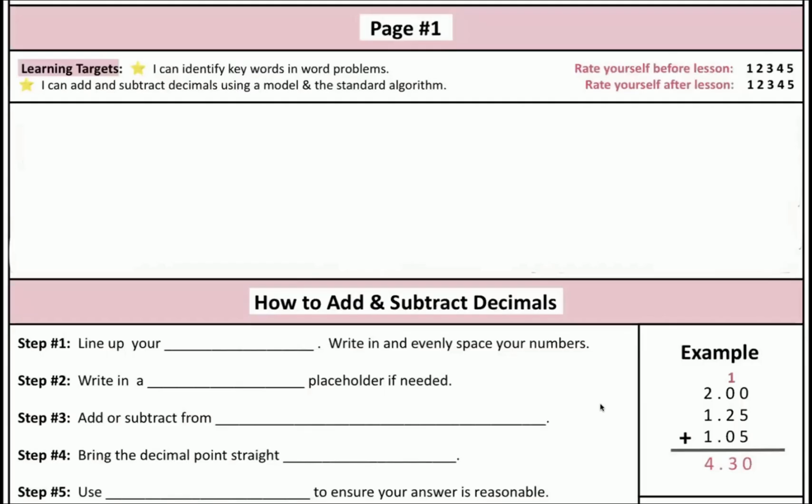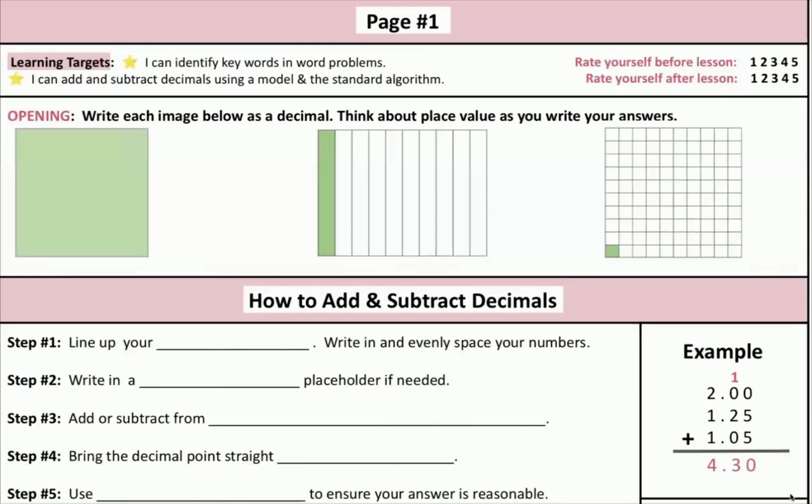Let's get started. Our learning targets today are I can identify keywords in word problems, and I can add and subtract decimals using a model and the standard algorithm. Before we get started, rate yourself 1 through 5 on our learning targets. 1 is the least confident, 5 is the most confident. Go ahead and complete our opening, then come back to the video.